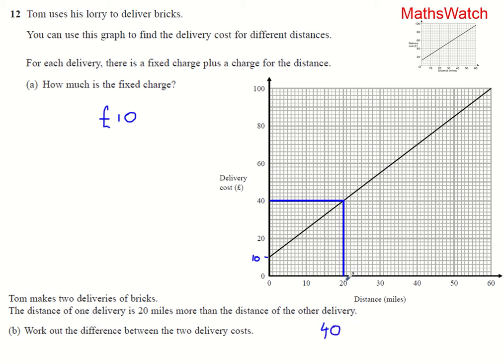Now we need another distance that's 20 miles more than that. So 20 miles above 20 is 40. And once again I'm going to repeat that up to the line and read across. We have landed halfway between 60 and 80, that is going to be £70. And so to work out the difference between the 2 delivery costs, we're going to subtract those numbers from one another. £70 minus £40 means that the difference is £30.